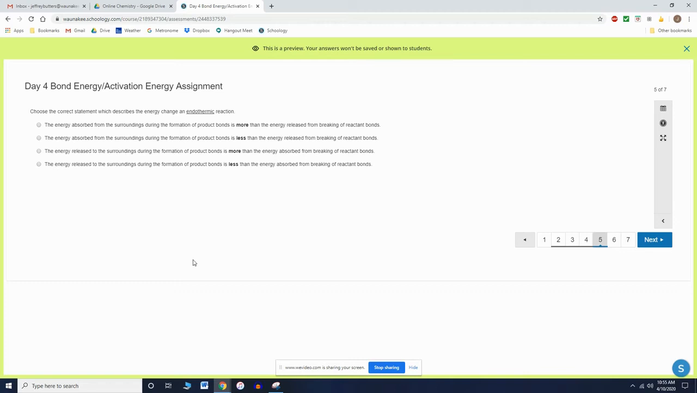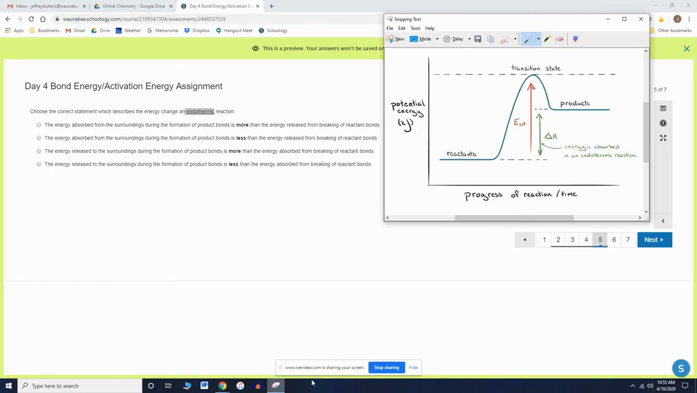Question number 5 was the most missed question on the assignment. This question involves evaluating 4 statements, only one of which is true for an endothermic reaction. Keep in mind an endothermic reaction has the reactants at a lower potential energy than the products. As a result, there is a net absorption or net gain of energy going from reactants to products. Only one of these 4 statements correctly describes this type of reaction.